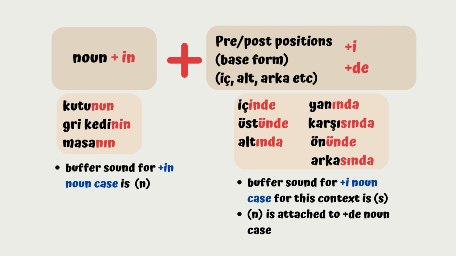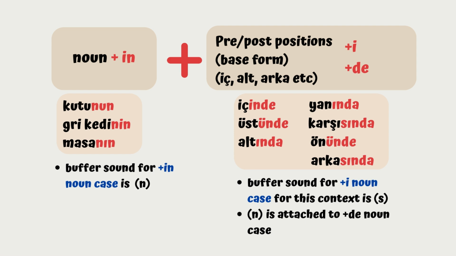Also, all these postpositions or prepositions of place belong to something else, right? So this is how we're thinking in Turkish. Whatever that is has to take the in noun case, and the buffer sound for the in noun case, remember, is ne. So in becomes nin, for example. Again, we follow the vowel harmony rule when we're adding the in noun case. And we studied these three nouns in the previous exercises. So, for example, kutu has become kutunun, gri kedi has become gri kedinin, and masa has become masanın.